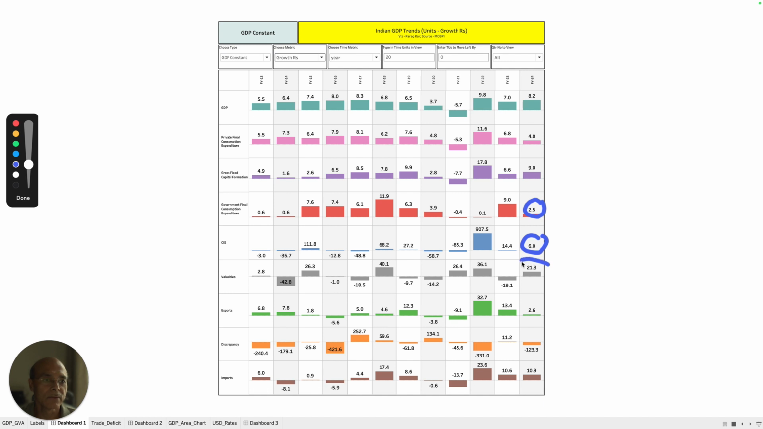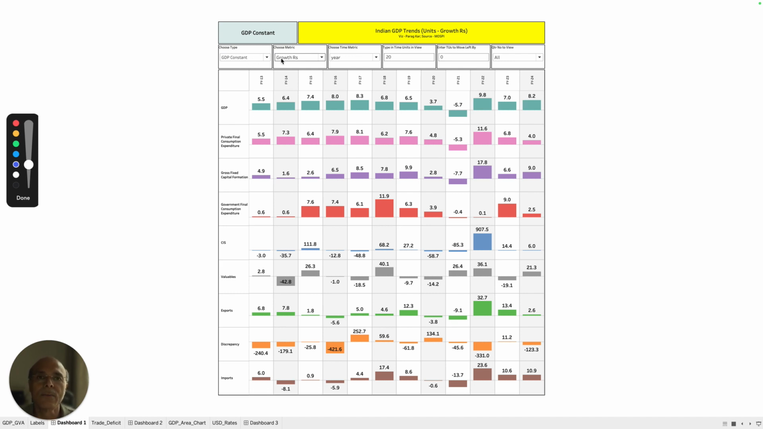The valuable is 21.3%, which is very negligible, which you can simply ignore. Export is 2.6%. And the discrepancy we are going to talk about. This is very important. And we have imports, which is 10.9%. So import numbers have grown, but it has remained at reasonably the same level as what we saw last year, which means that we are not able to contain import. And this is going to be very, very crucial.